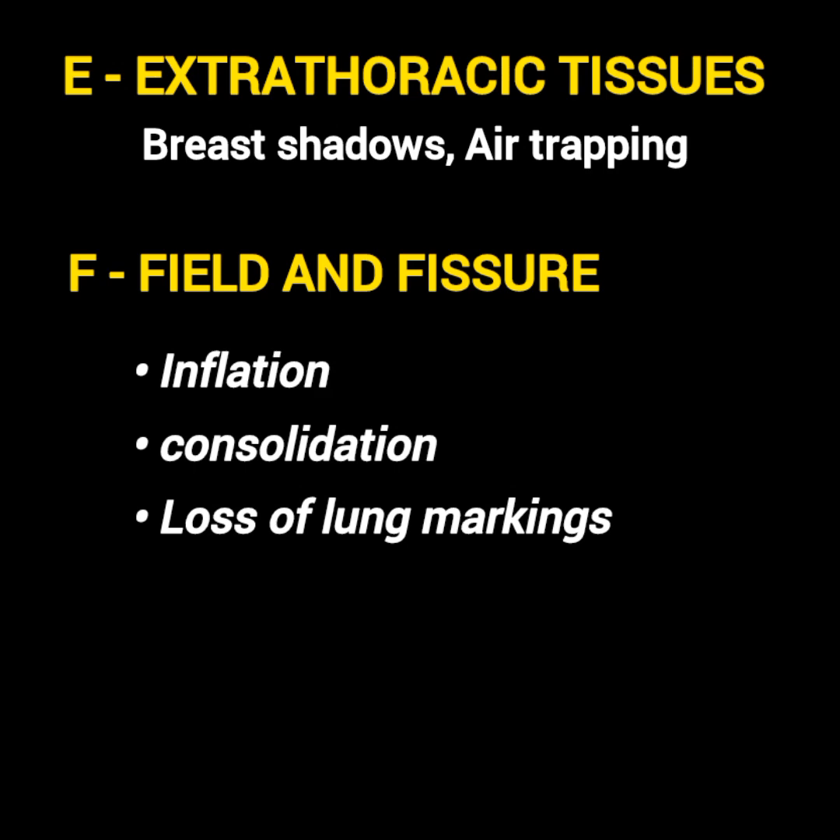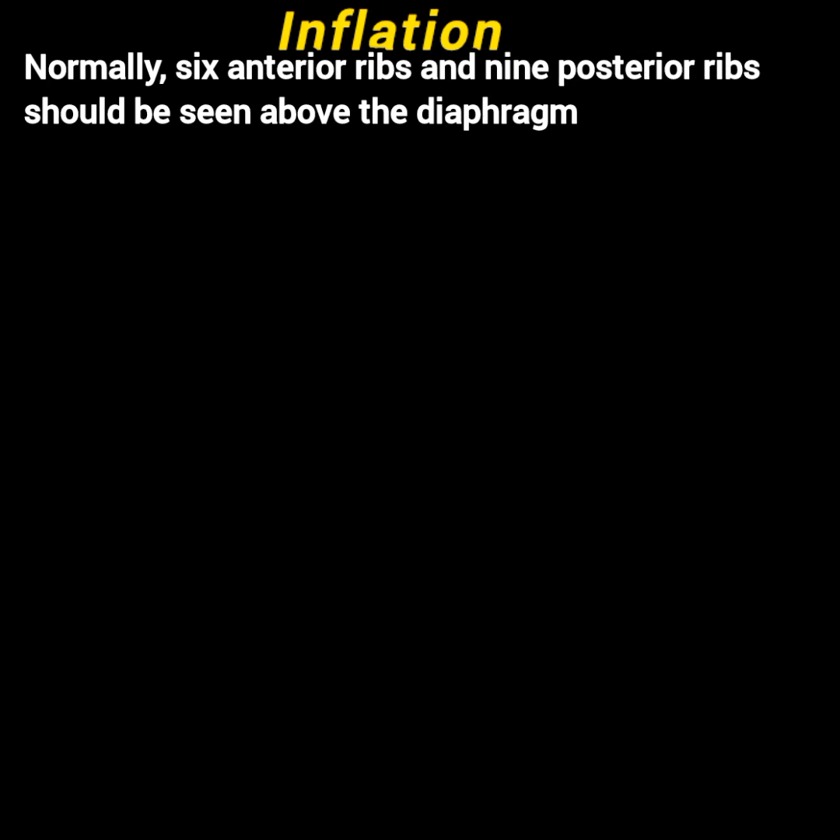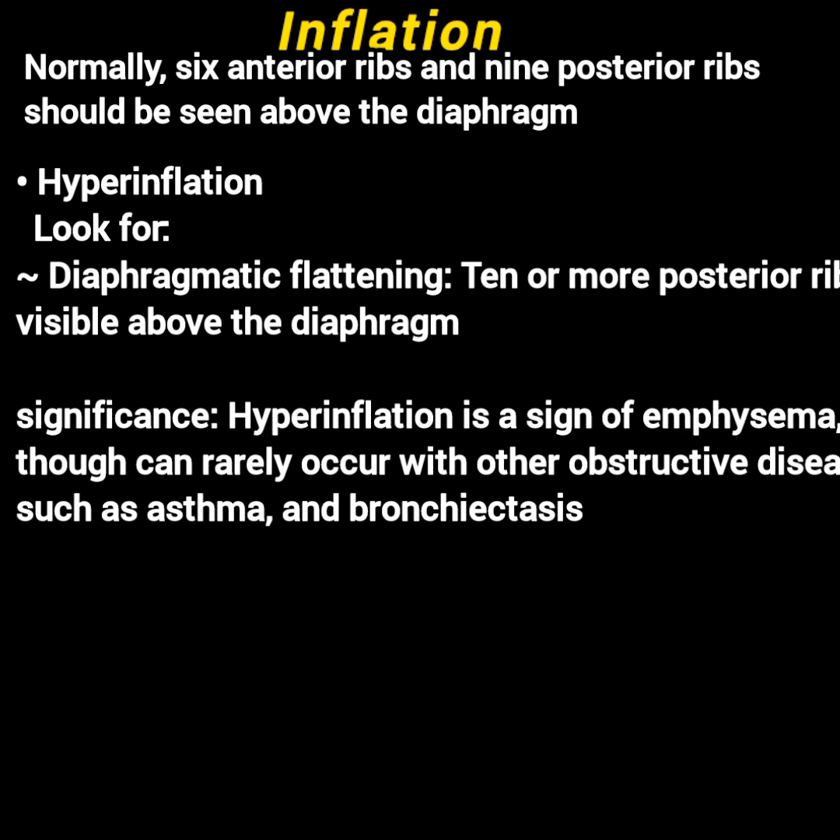We inspect for any inflation, any consolidation, any loss of lung markings. For inflation, normally 6 anterior ribs and 9 posterior ribs should be seen above the diaphragm. And in hyperinflation, look for diaphragmatic flattening, where there are 10 or more posterior ribs visible above the diaphragm.